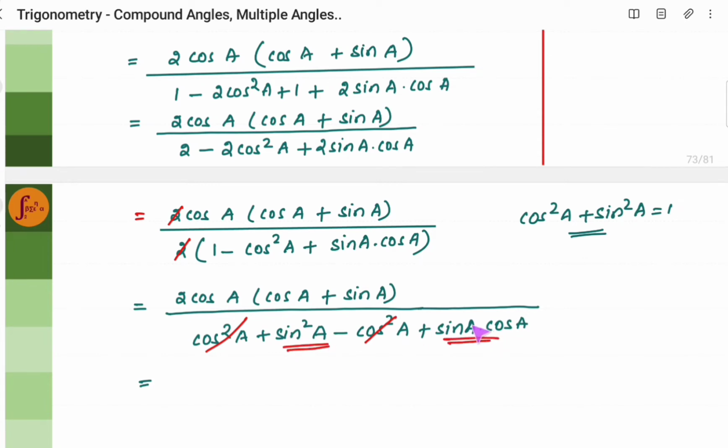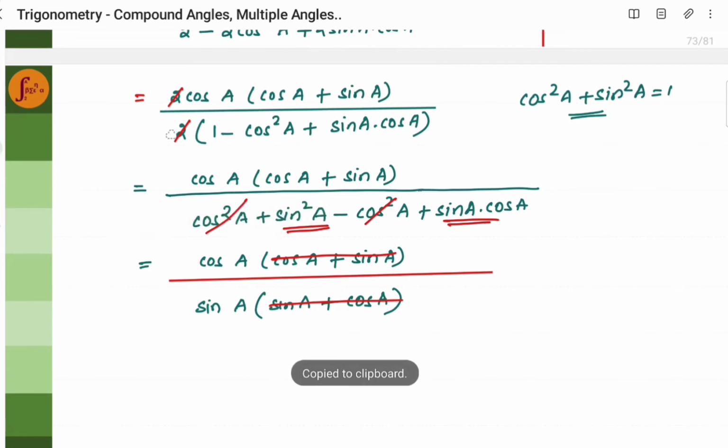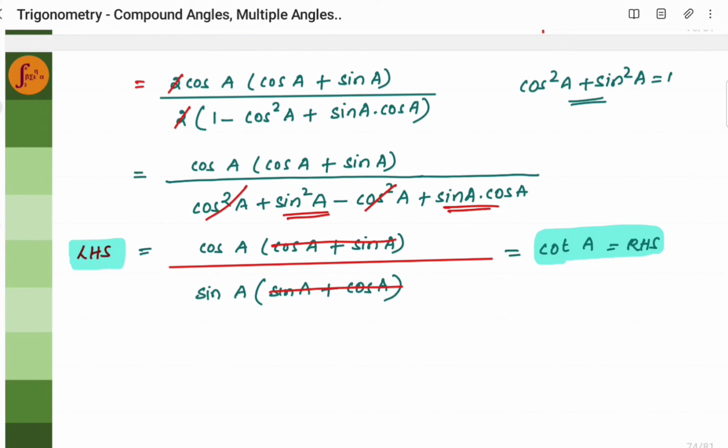Now again, we can take sin a as common between these two. If I take sin a as common, I'll get sin a plus cos a. Now you will see that both these terms will get cancelled. So we are left with, this 2 shouldn't be here, we cancelled it already, so we are left with cos a by sin a. What is cos a by sin a? It is cot a, which is equal to RHS. So we have proven this particular expression.